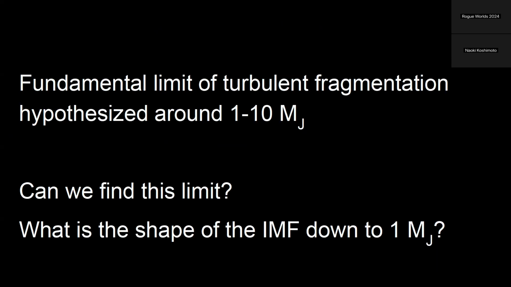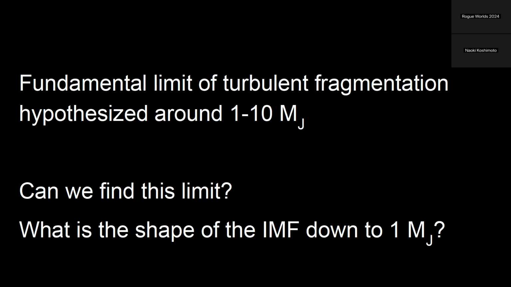Importantly, the fragmentation process has a fundamental limit called the opacity limit, where the thermal expansion will overcome the contraction of these cores and prevent collapse. It's hypothesized to be around 1 to 10 Jupiter masses. This depends on metallicity, photoionizing radiation, all of these different environmental processes, but it's hypothesized somewhere around here. And so the questions that I want to address are, can we find this limit? And what is the shape of the IMF down to the Jupiter mass?